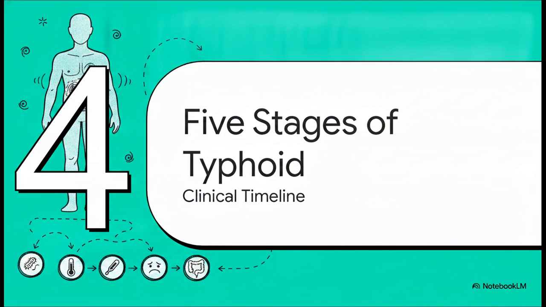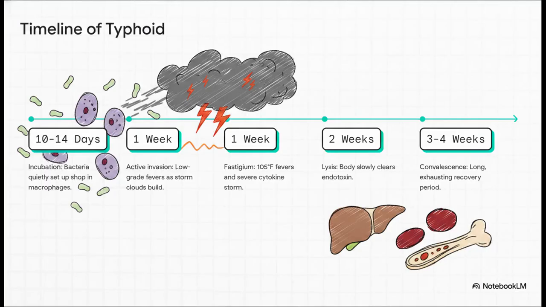Let's move to section 4 and see how this builds. The 5 stages of typhoid. Once that systemic spread actually gets going, we see a very distinct, prolonged clinical timeline. Unlike standard food poisoning that hits you in a matter of hours, typhoid takes its time. It starts with a 10 to 14-day incubation period where the bacteria is quietly setting up shop in those macrophages.